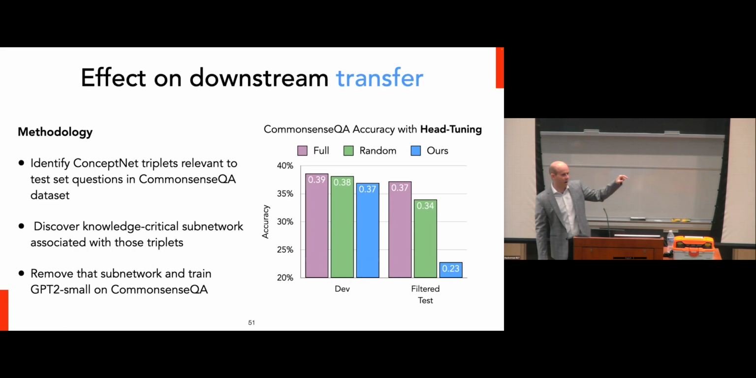So if we removed the knowledge associated with the test set questions from the network, the performance of head tuning, which is a pretty basic fine-tuning method that only tunes a layer on top of the pre-trained language model, essentially drops to random performance, while fine-tuning with a random subnetwork stays close to the same performance as fine-tuning with the full model. And we can see that there's no similar impact on the dev set. There it stays similar as well.